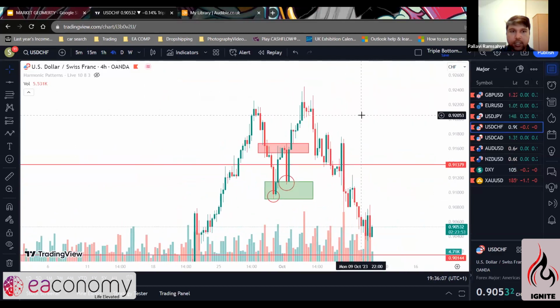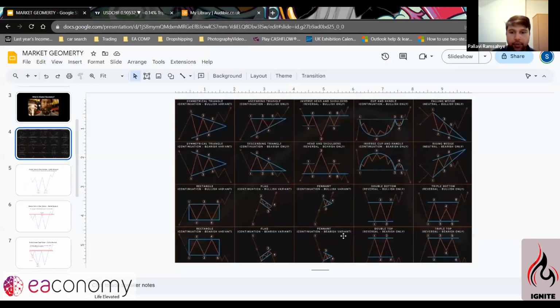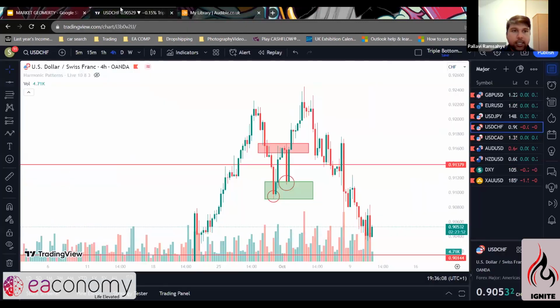In the next session, I do want to go through, well, probably the flag pattern we'll be going through in the next session.